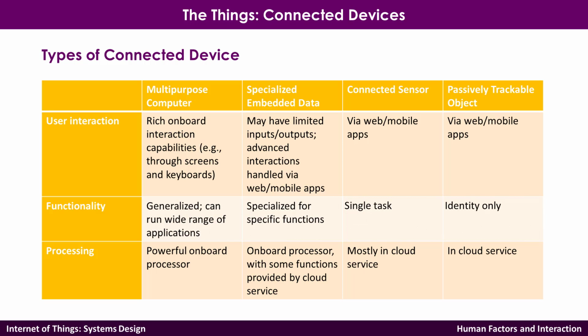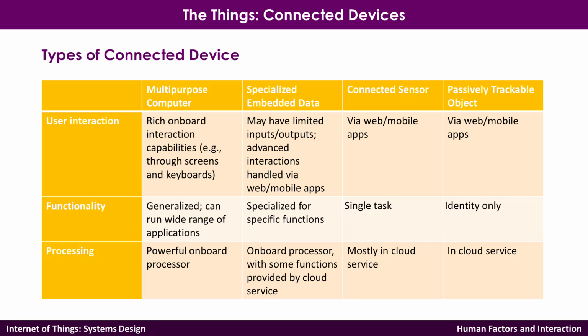The connected sensors are pretty much a single task, which is sensing, and the trackable objects are used for identification only. In terms of processing, multipurpose computers have significant processing capabilities. Specialized embedded devices have reasonable computing capabilities, but they are focusing on a very particular task, and they might also depend on cloud services. So they might do some processing on the device and send to another device for further processing.